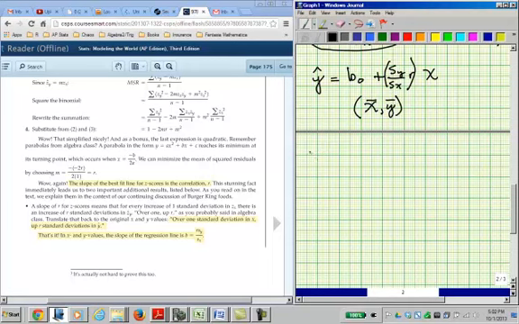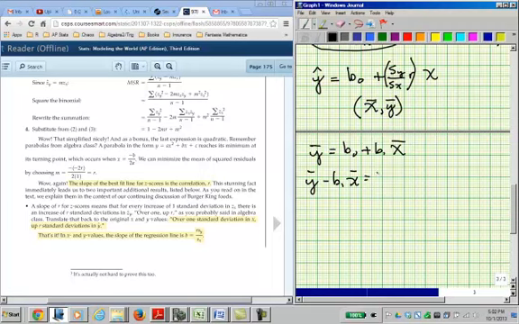So we get y bar equals b sub 0 plus b sub 1 times x bar. So y bar minus b sub 1 times x bar equals b sub 0. And so this gives you the other term in the line of best fit.